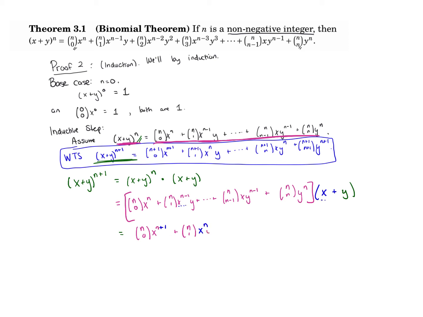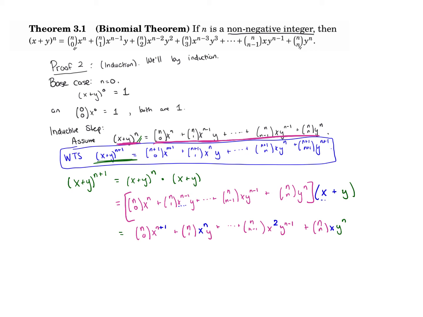But I still have that one copy of y there, all the way down to n minus 1, x squared, y to the n minus 1, plus n choose n, x, y to the n. So everything got an extra x in it.